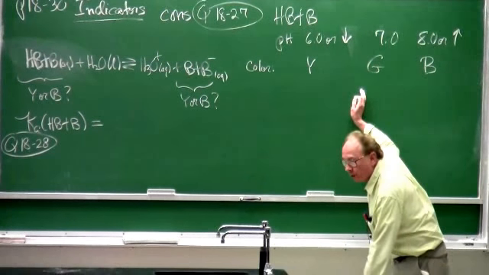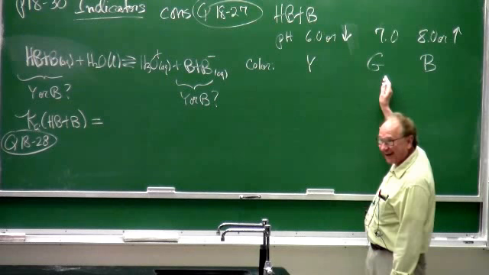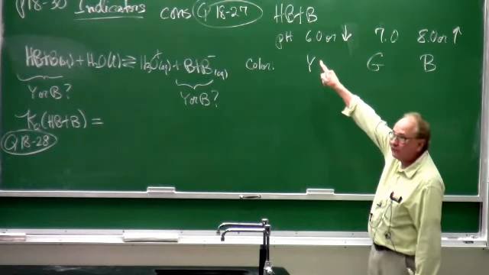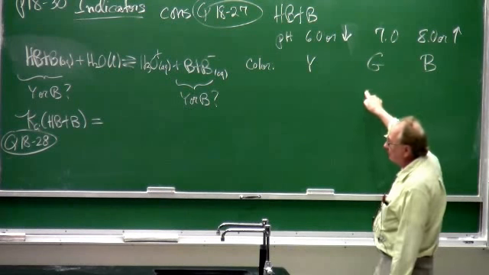When I mix equal quantities of yellow with blue, what do I get? Green. So when I make equal quantities of that component of this stuff which is yellow with that component of this stuff which is blue, I get this distinct green color.